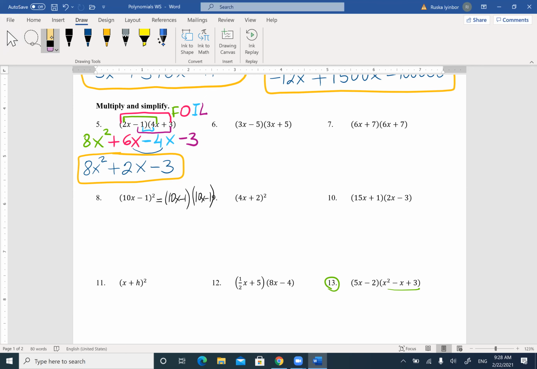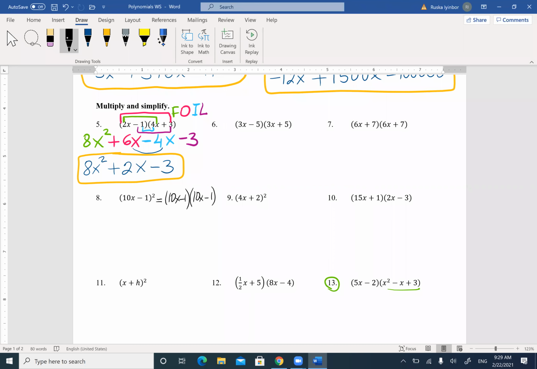Hold on, I just want to move this a little bit so I have room. So just keep in mind when you have a square, you technically are going to multiply. You want to multiply 10x minus 1, 10x minus 1, 2 times by itself.